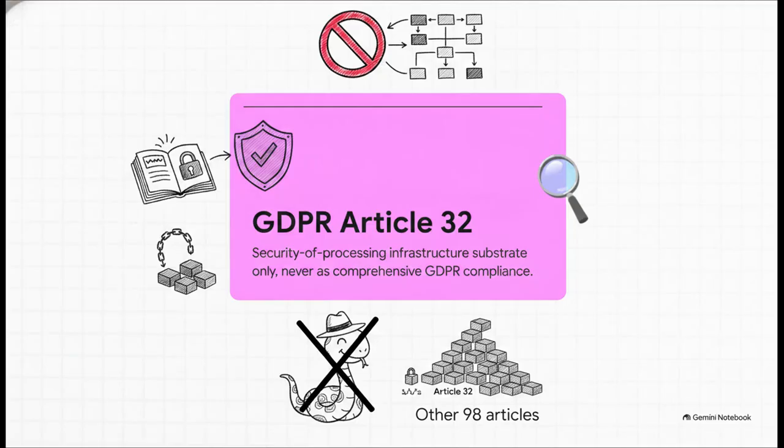The perfect example of this strict honesty is their stance on GDPR. NSAuditor maps to GDPR Article 32, but it strictly caps the claim. It is claimed as security of processing infrastructure substrate only. It is never pitched as comprehensive GDPR compliance. The other 98 articles are completely operator-side and out of scope by design. This is how you avoid the compliance snake oil that buyers are so exhausted by.